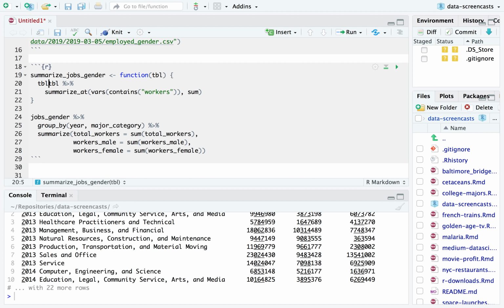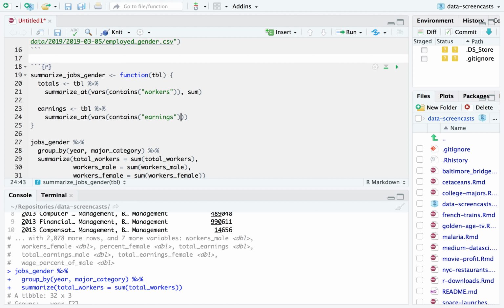So, totals. Anything that includes the word earnings, but not total earnings. No, but including total earnings. Anything that includes the word earnings, I want to summarize at vars contains earnings.